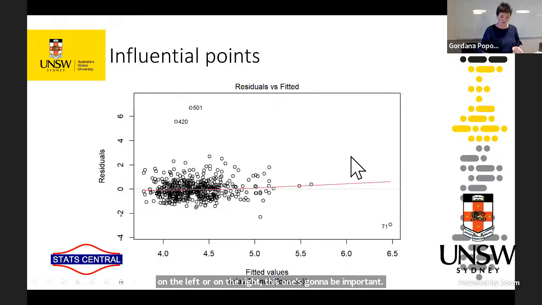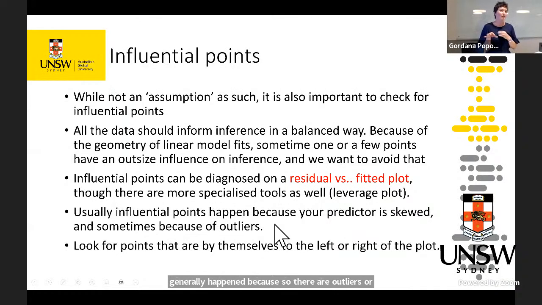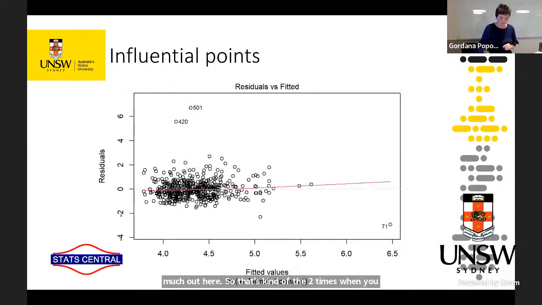And we have a whole seminar about outliers that you can have a look at, and what to do about outliers. I was going to ask, are outliers an example of this? It is an example, yes. They generally happen because there are outliers, or because your predictor is skewed and then most of your data is in one spot and not much out here. So those are the two times when you usually get these influential points.